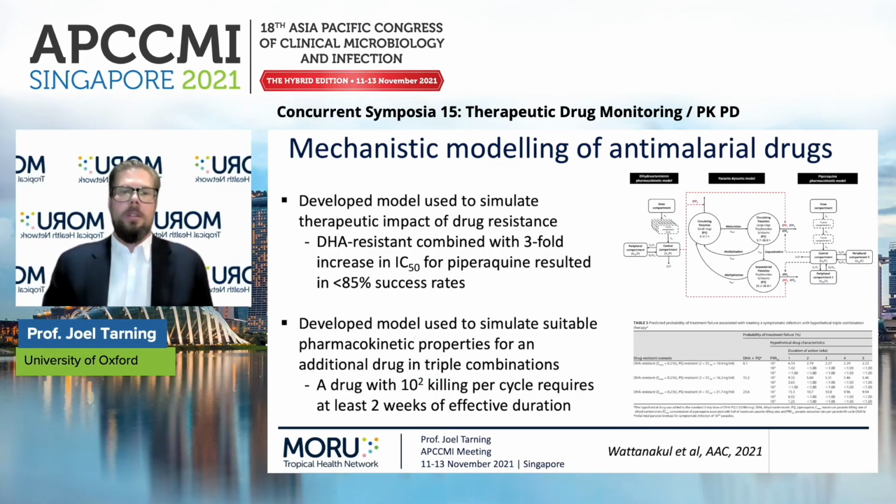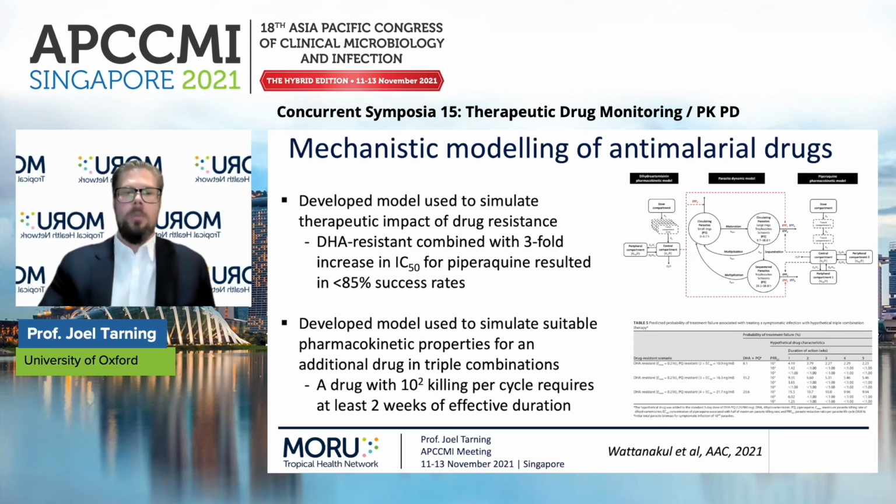We then used our developed model to simulate the therapeutic impact of drug resistance. So we added a DHA compartment as well, killing parasites here, to see what would happen with drug-resistant parasites. If we have a DHA resistance associated with CALCH13 mutations, combined with a 3-fold increase in the IC50 values for piperacin, this will result in a lower than 85% success rate, which is of course not very good.